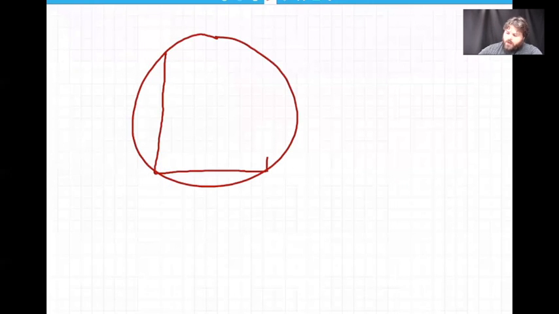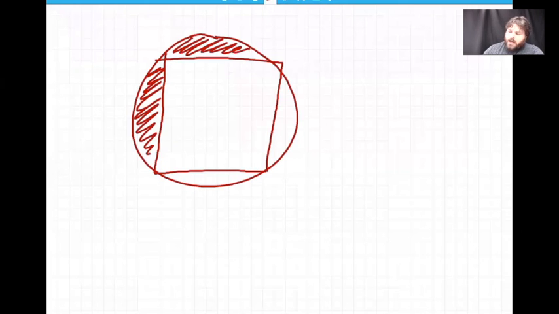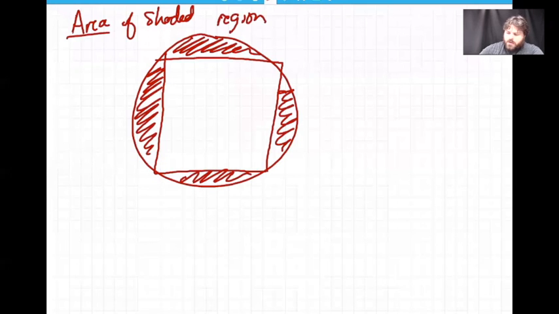All right, so what about if you have, let's say we have a circle and then we have a square that's built into the circle, and I just want to know the area of this shaded region. So a lot of the times these problems are presented as area of shaded region. So we'll say area of shaded region, all right? So these are always kind of the same idea.